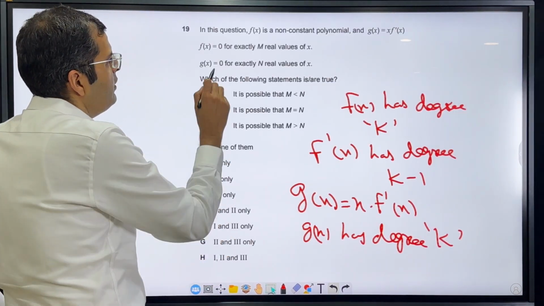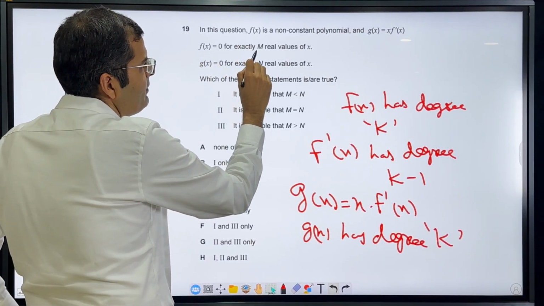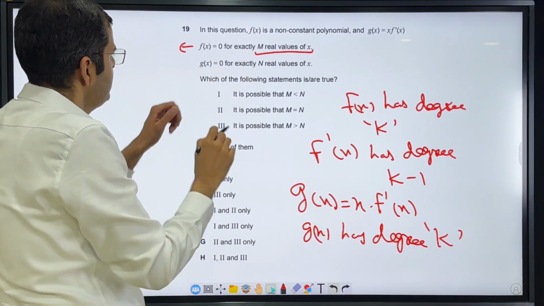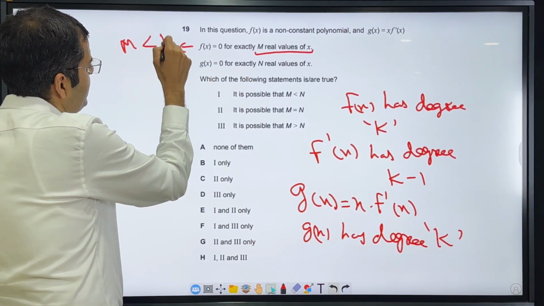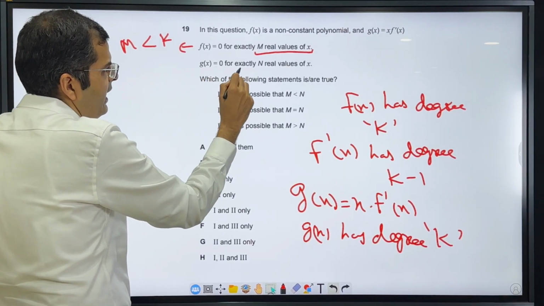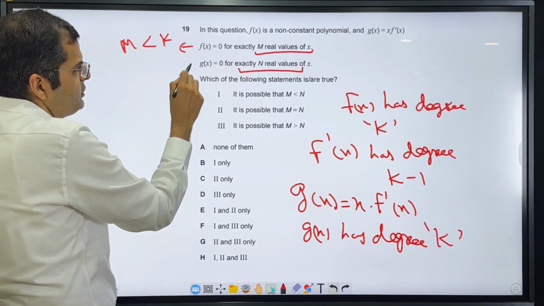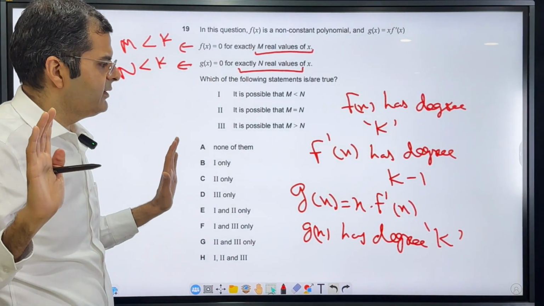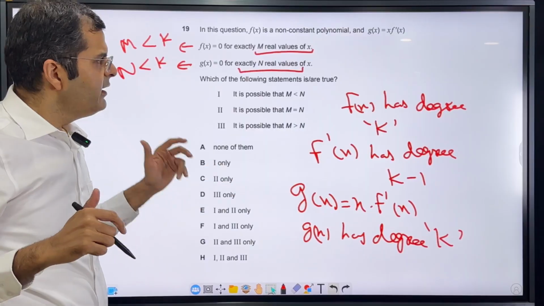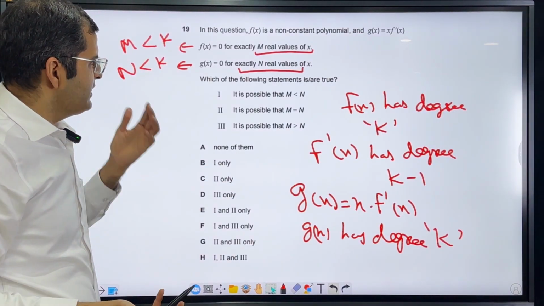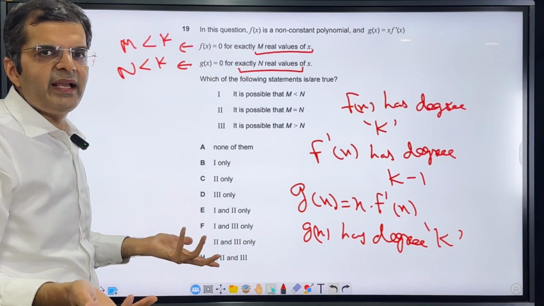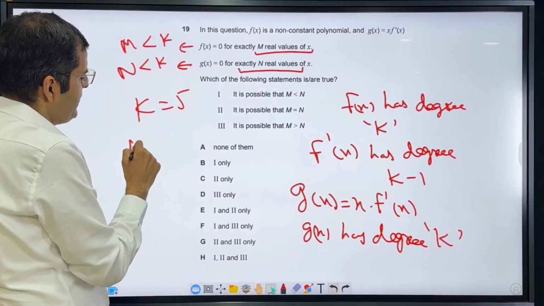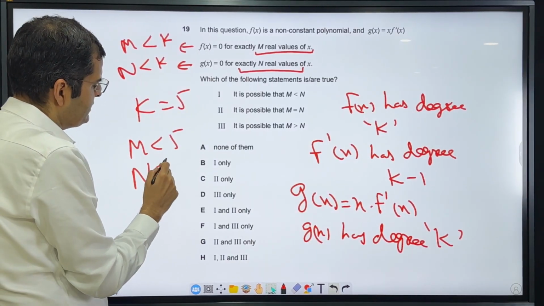Now, if f(x) is equal to 0 for exactly m real values of x, that means m is less than k, I know, and here I have exactly n values of x for g(x) equal to 0. That means n is less than k. That is the only thing that I can conclude. Both of them have degree k, m is less than k and n is less than k. There is nothing else I can have. Let's say for me k is equal to 5. That means m is less than 5 and n is less than 5.